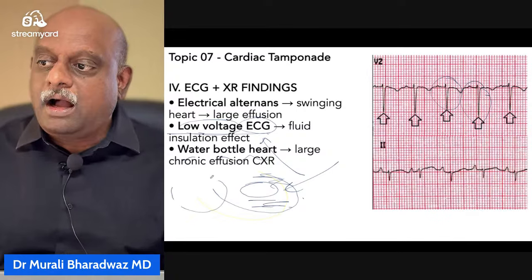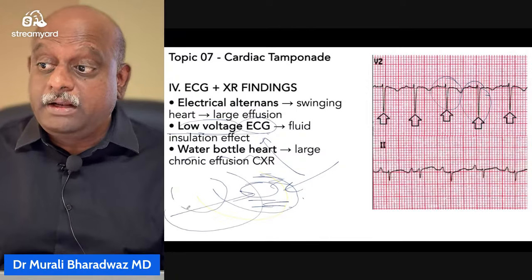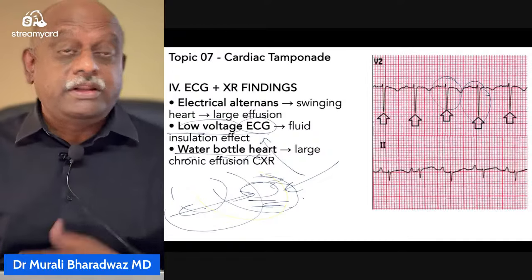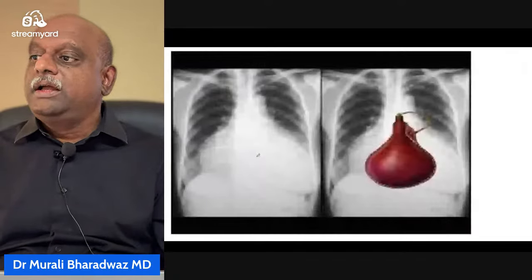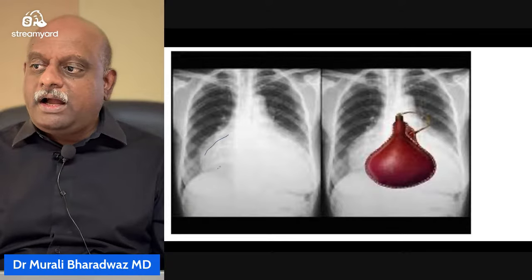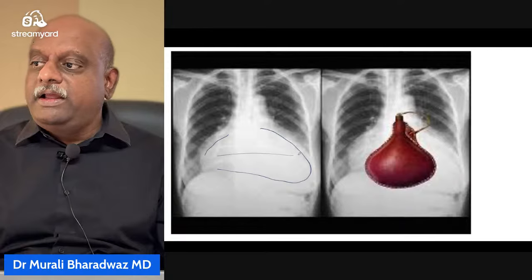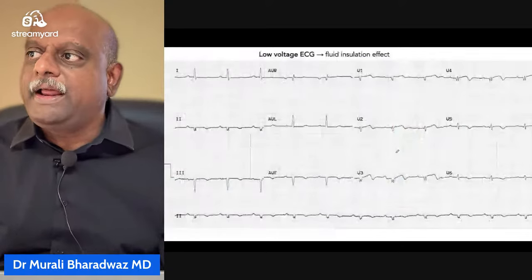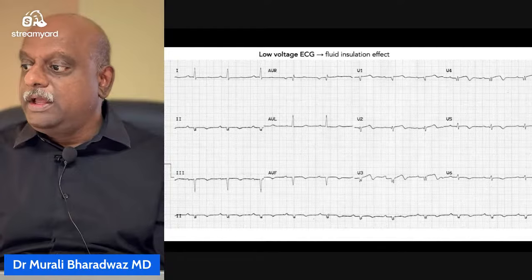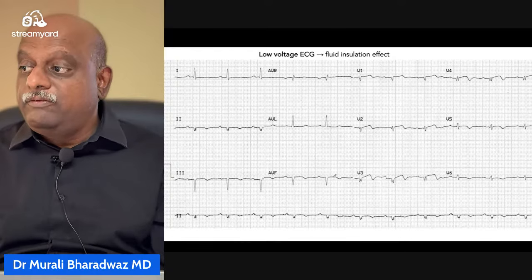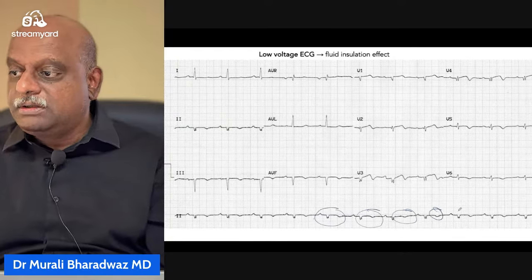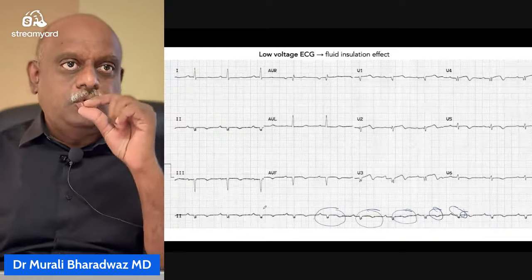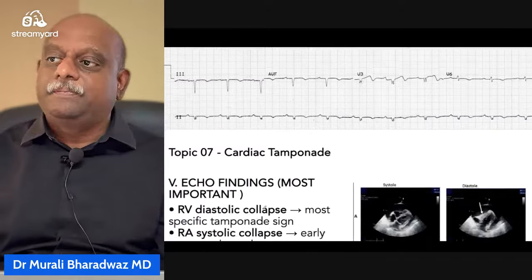Then the heart will be big in diameter. That's called water bottle heart. Whenever there's a large effusion is what you need to remember. So you can see how the heart looks like. The cardiothoracic diameter will increase enormously. It's called the water bottle heart in case of cardiac tamponade. And you can see the overall waves will be of a low voltage and they will be oscillating in their voltage, which is called electrical alternans.